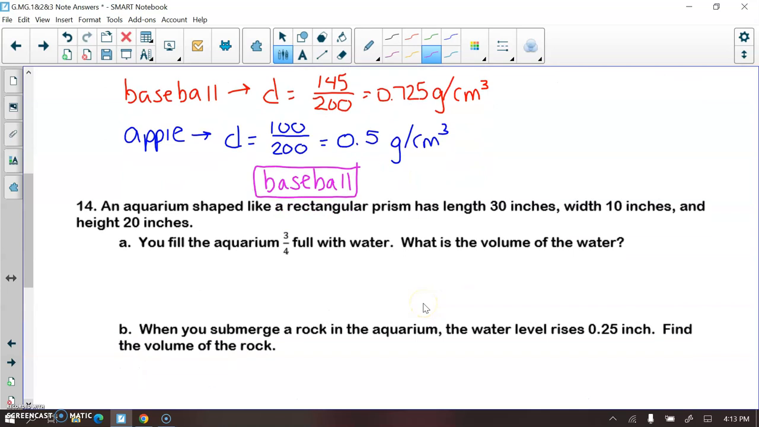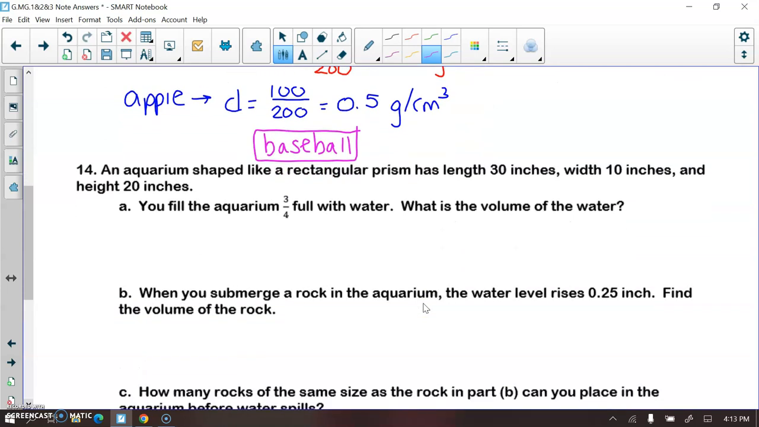Okay. An aquarium shaped like a rectangular prism has a length of 30 inches, width of 10 inches, and height of 20 inches. We are going to fill the aquarium 3/4 with water. So what is the volume of the water? So I need the new height of what I'm filling it to. So if I do 3/4 of the height of 20 inches, then that means I'm filling the water all the way up until it is a height of 15 inches.